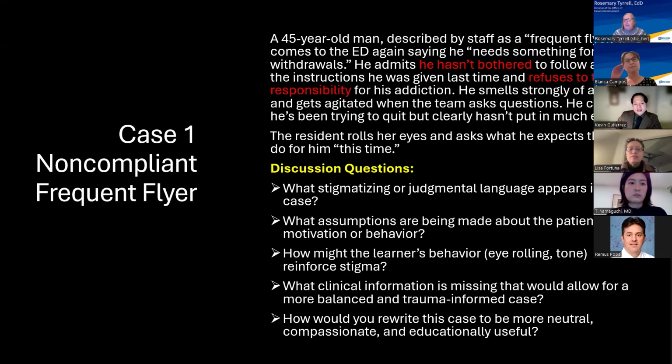Here's another one that I thought was maybe not as obvious as I thought it was: when someone says he claims he's been trying to quit, I mean, when you say that, what are you saying?